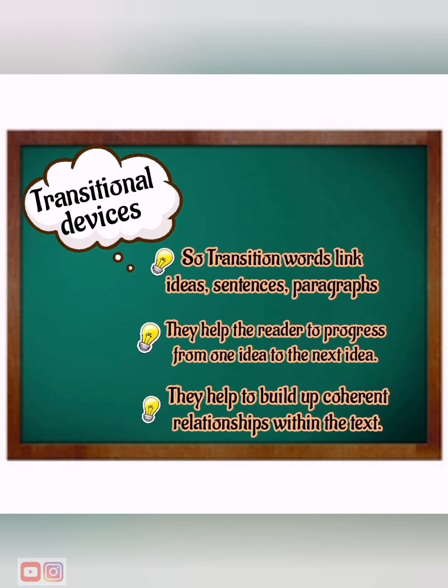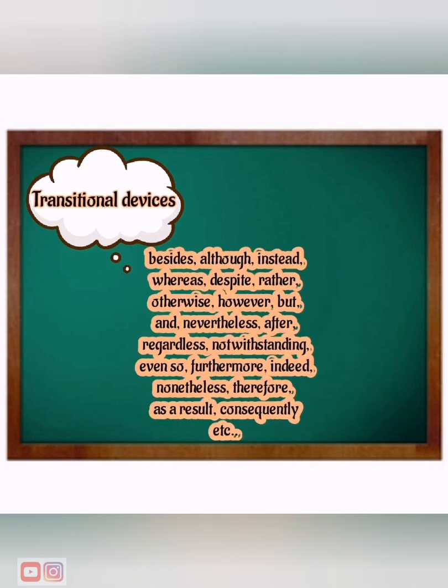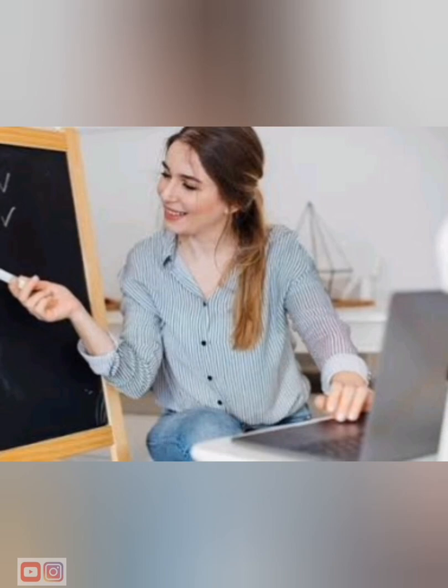There are many transitional devices. I'm giving you certain transitional devices here, like besides, although, instead, whereas, despite, rather, otherwise, however, but, and, nevertheless, after, regardless, notwithstanding, even so, furthermore, indeed, nonetheless, therefore, as a result, consequently, etc. There are so many transitional devices. Here I am giving you certain examples.